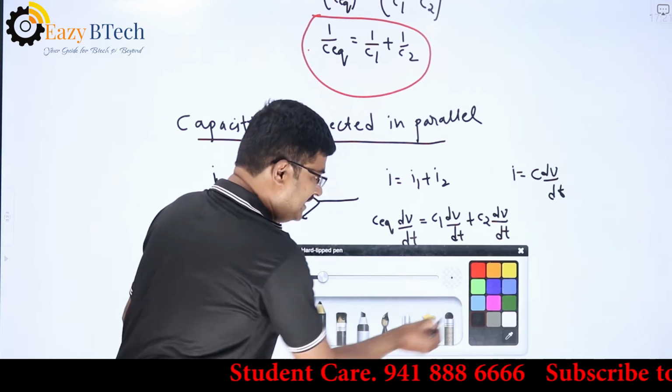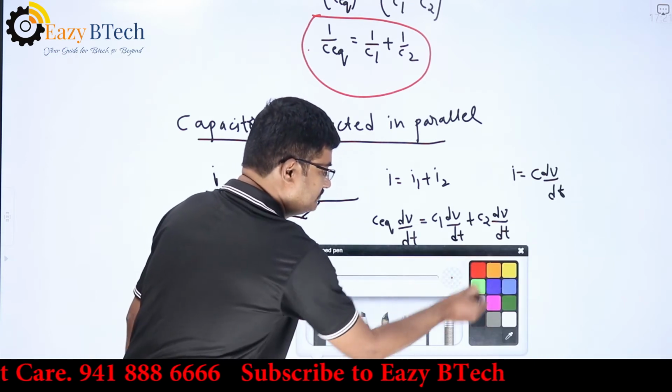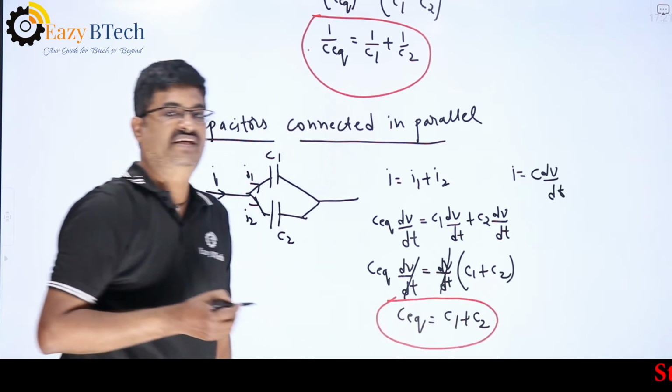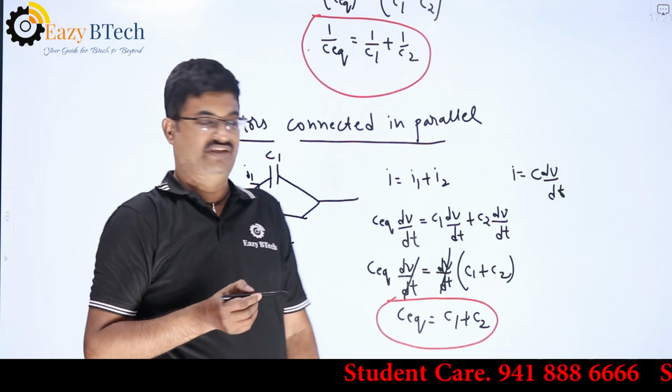So here this is the equivalent capacitance when two capacitors are connected in parallel. So C equivalent is equal to C1 plus C2.